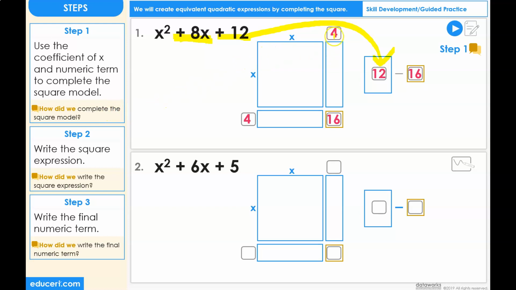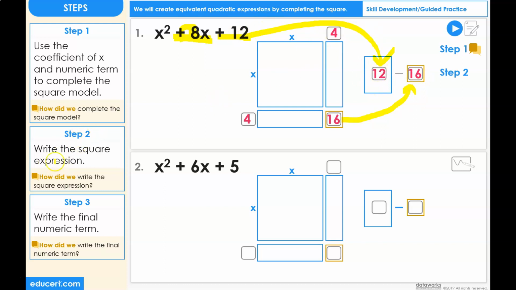To complete the square model, first we put on the column and row number by taking half of the coefficient of x. Next, we completed the missing part by multiplying the row and the column numbers. Once we had that square, we copied it to the second section with the numeric term, positive 12.